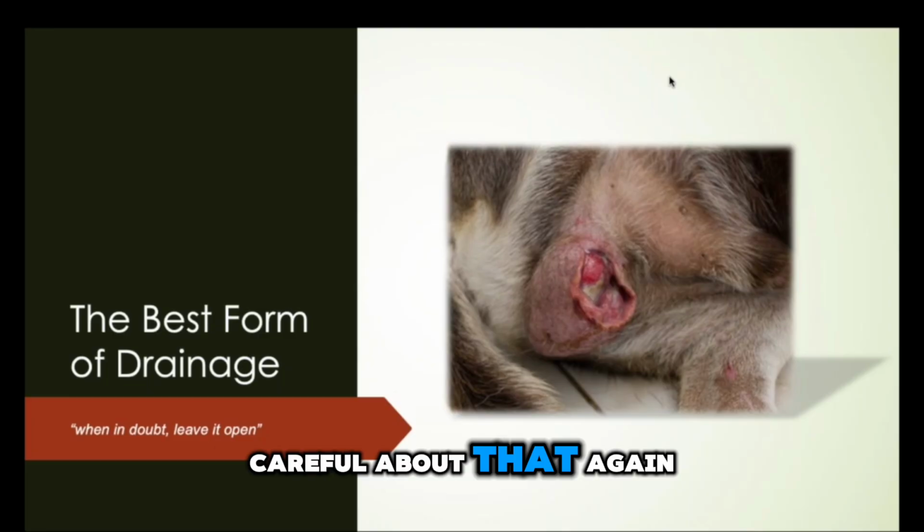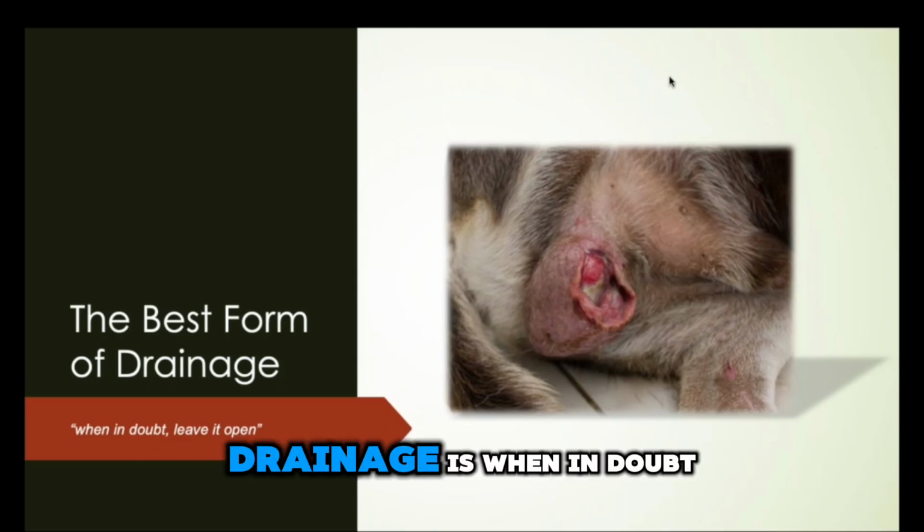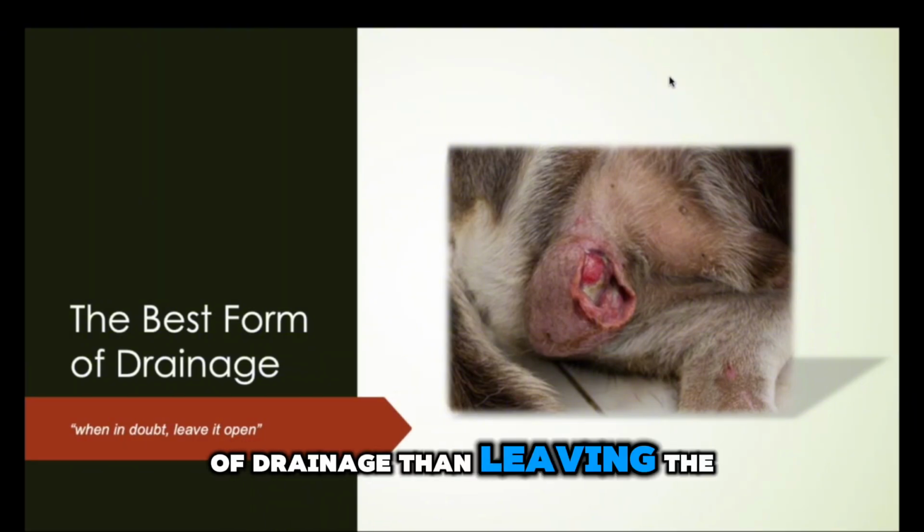We just have to be careful about that. Again, the idea that the best form of drainage is when in doubt, place a drain should really be transformed into the best form of drainage is when in doubt, leave it open. There's not a better form of drainage than leaving the wound open until it's ready to be closed.